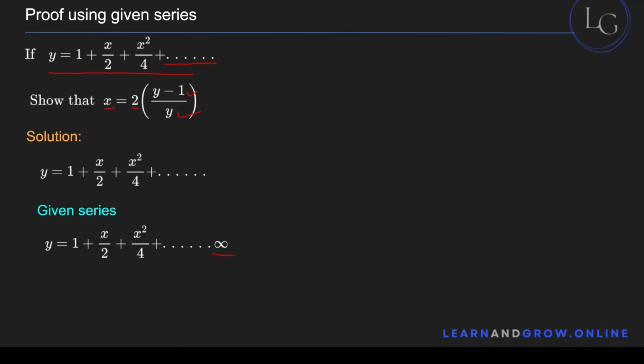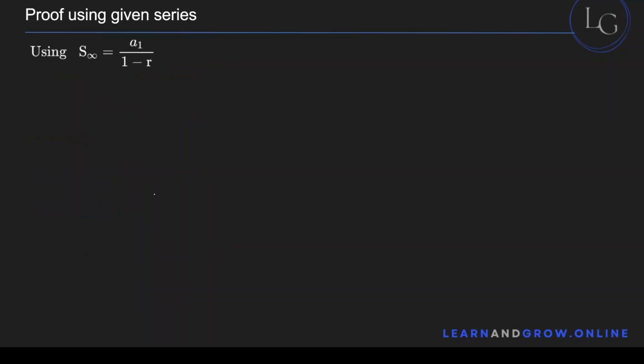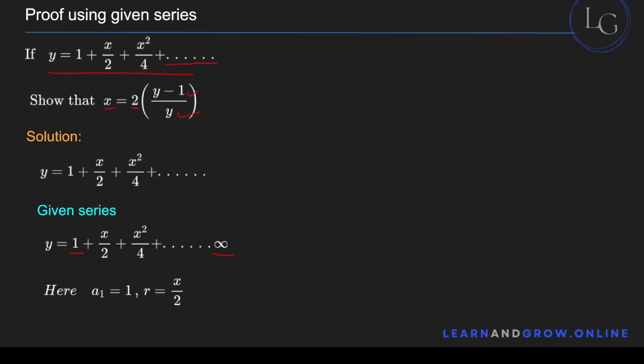So we'll use the sum to infinity formula over here. As you know that a1, which is the first term of the series, is 1, and the common ratio r is equal to x by 2. So we'll use the formula for S infinity. S infinity is equal to a1 divided by 1 minus r, and as you know, from here you can see that y is the sum of this series till infinity.